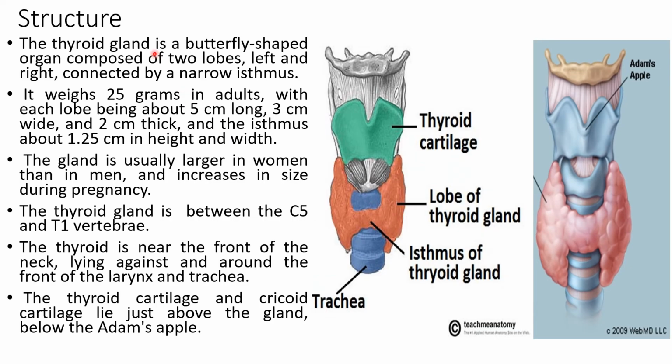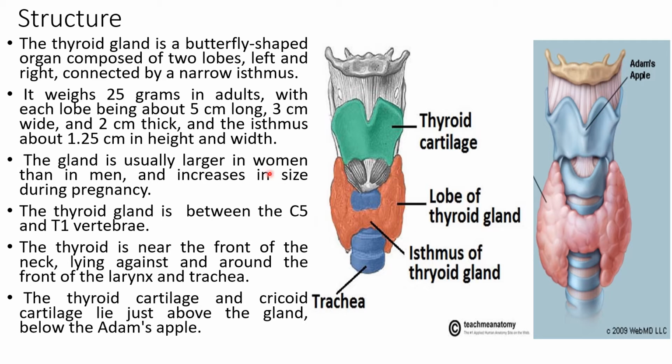Coming to the anatomy of thyroid gland. It is a butterfly shaped organ. This is the thyroid gland having the shape of a butterfly. There are two lobes, right lobe and left lobe. This is the left lobe and similarly on the right side the right lobe. Then these two lobes are connected by a structure called an isthmus.